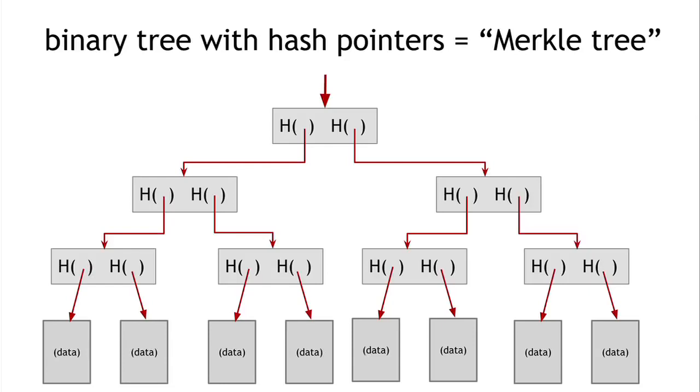Now, another useful data structure that we can build using hash pointers is a binary tree. We can build a binary tree with hash pointers, and this is called, in the jargon, a Merkle tree, after Ralph Merkle, who invented it. And the idea is this.